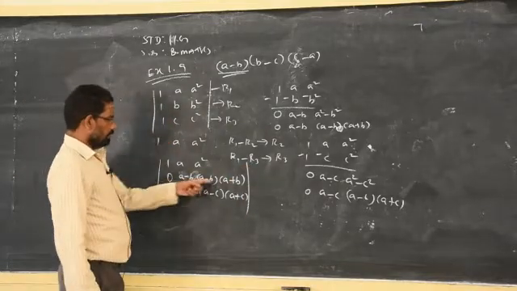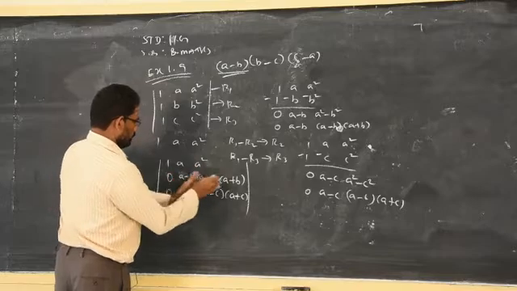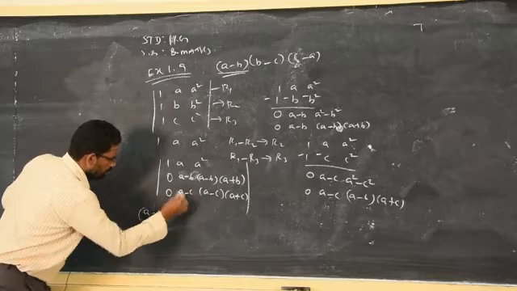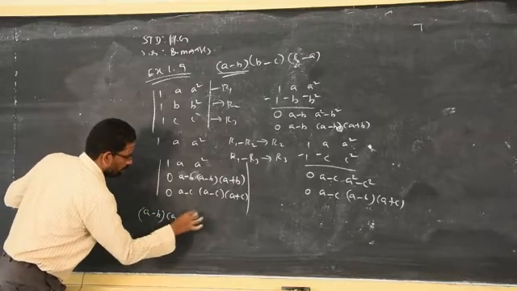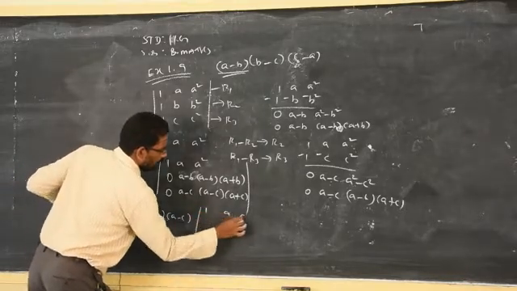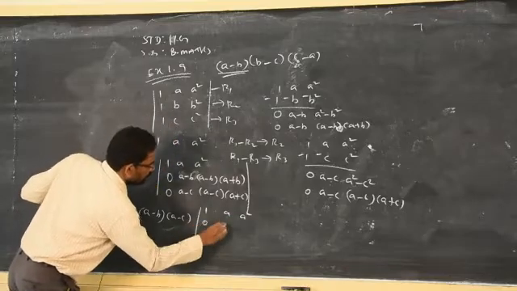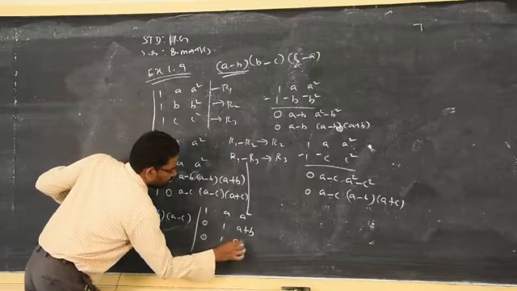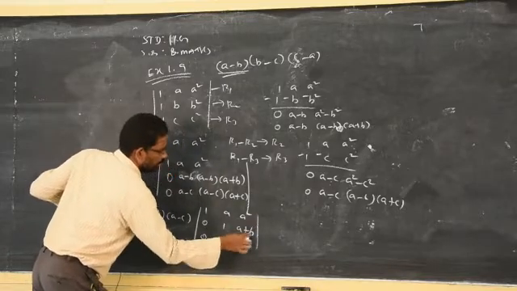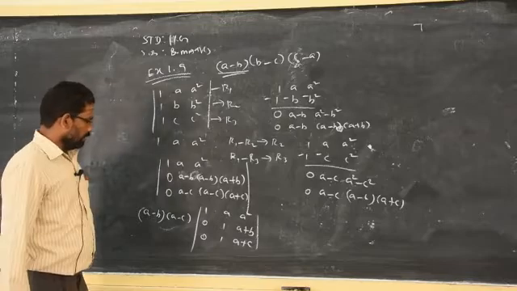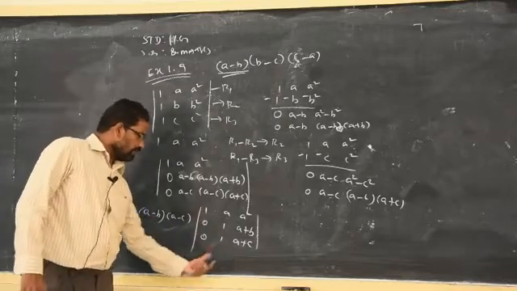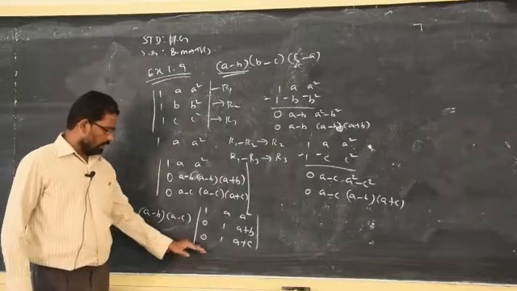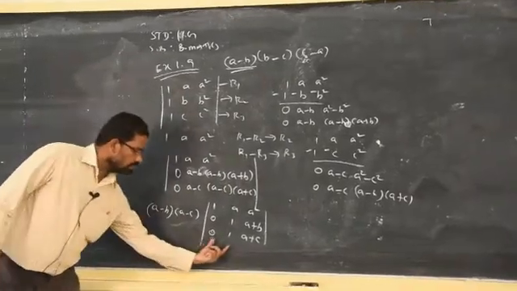Now, what is the common factor in the second row? a minus b. Take a minus b outside. Similarly, take a minus c outside. The remainder is 1, a, a square; 0, 1, a plus b; 0, 1, a plus c. Then you can apply the normal determinant for this and you will get the required answer. We will continue the remaining part in the next class. You try after these steps.